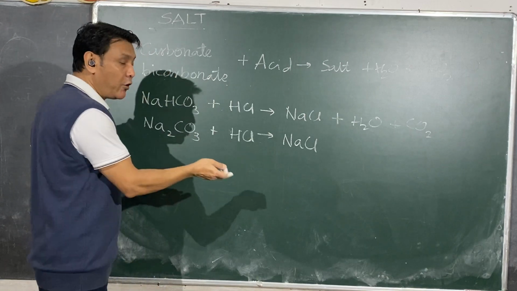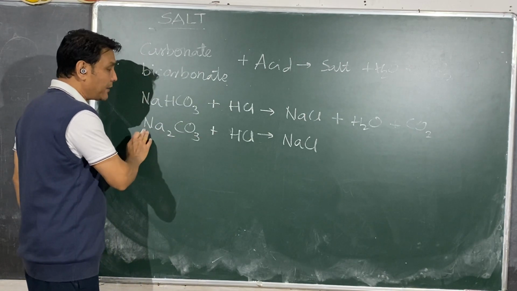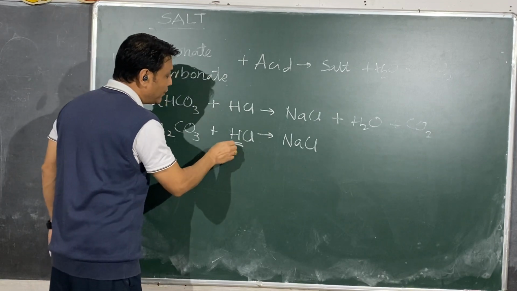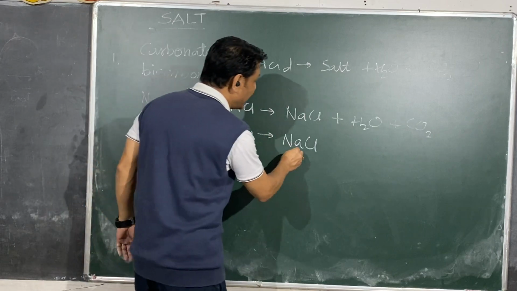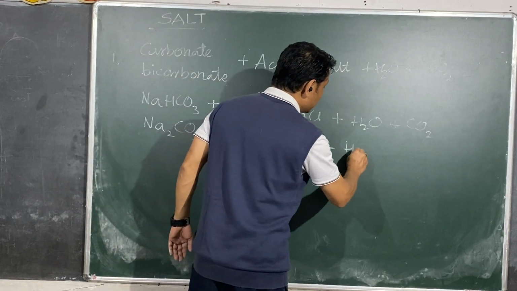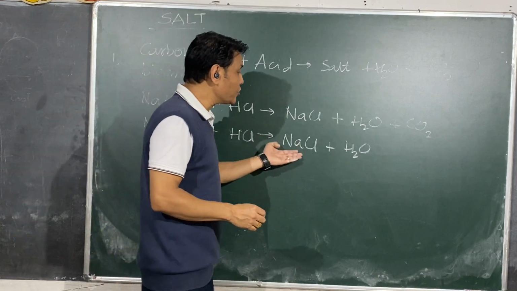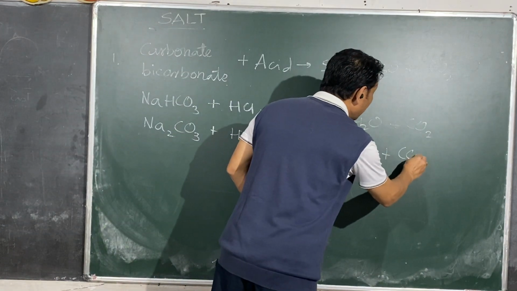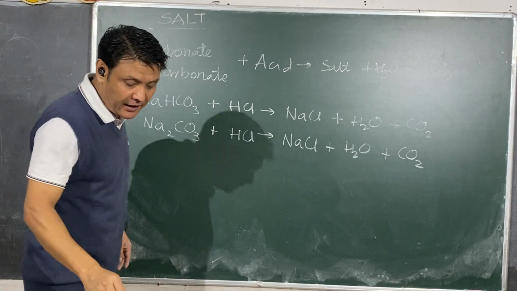The only metal on the reactant side is sodium. So sodium will take the place of, will replace the hydrogen ion of the hydrochloric acid, and sodium chloride will be formed. And of course, since it is the reaction between a carbonate and an acid, you always get salt, water, and carbon dioxide. Please remember this. It's very, very important.